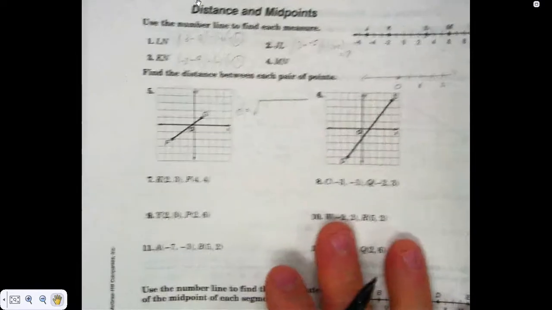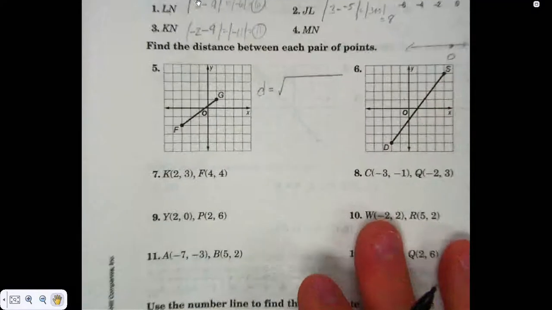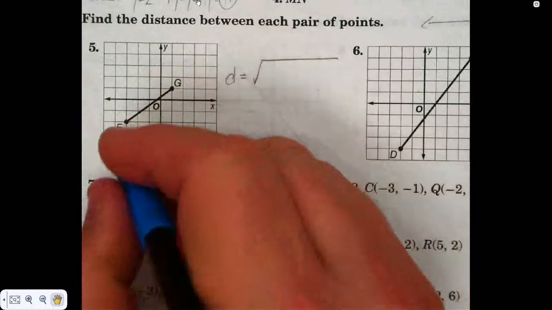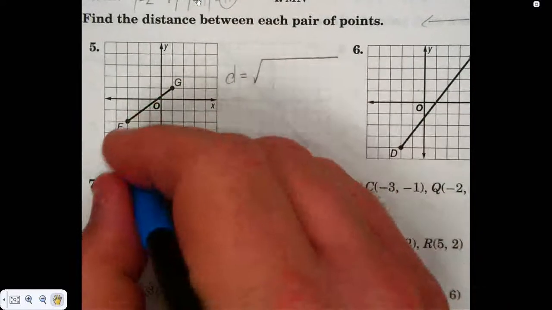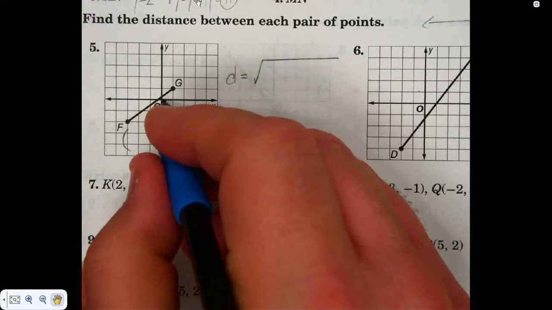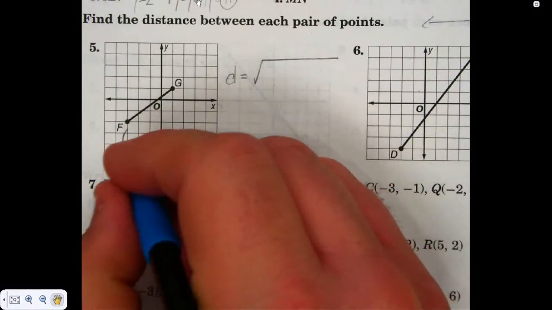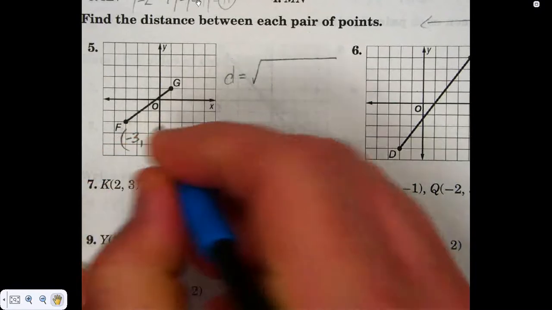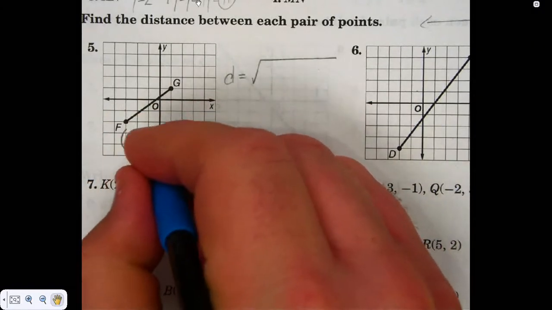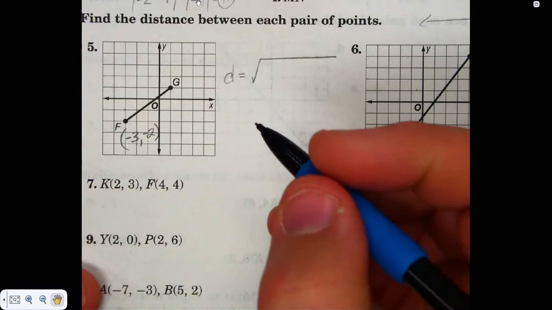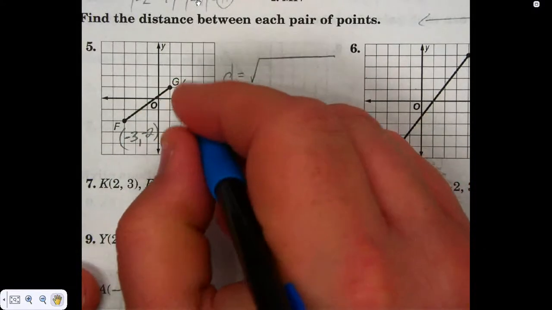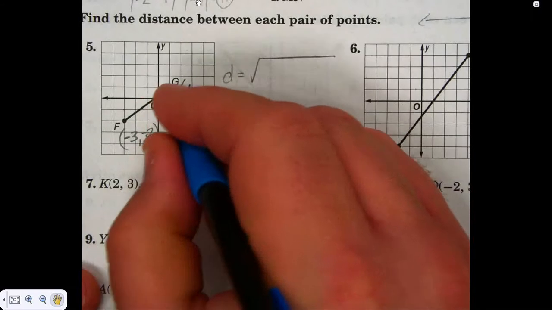I want to see the formula when you do these problems. When you do a problem like number 5, you better somewhere write down these coordinates, shouldn't you? What are the coordinates of F? To the left, 1, 2, 3. So negative what? And then down what? So that's the coordinate of F, is it not? What are the coordinates of G? To the right what? 1, and then up what?